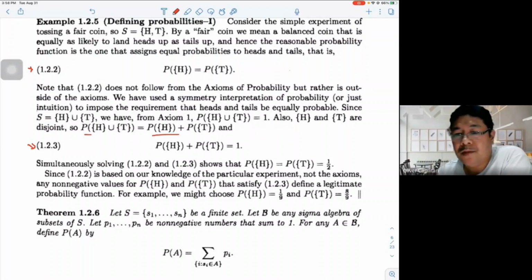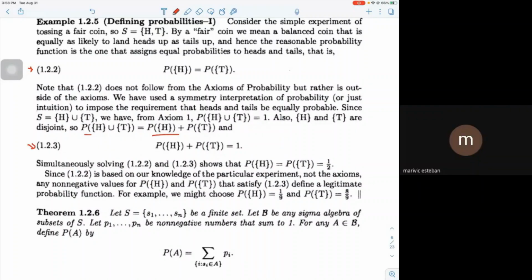Guys, medyo malakas yung ulan. Sir, clear pa naman. Clear pa naman.